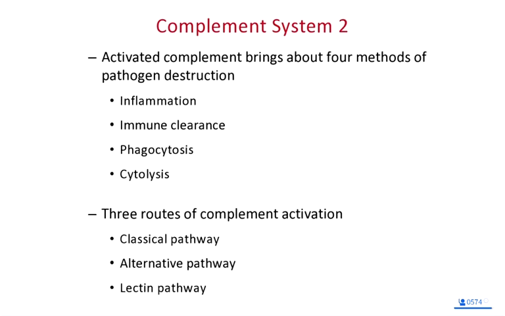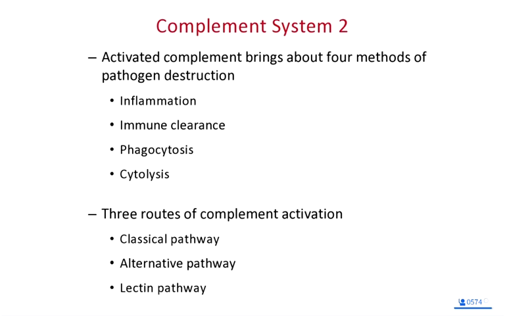So as we look at the complement cascade, or the complement system, there's four different effects that they have on our bodies, and three different ways we can activate them. Our four effects that they can have are inflammation, immune clearance, phagocytosis, and cytolysis. And we'll talk about each of those four effects in a little bit more detail.